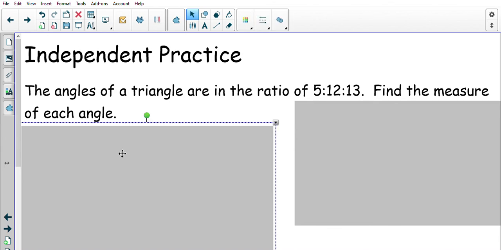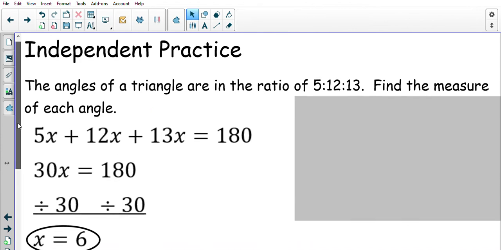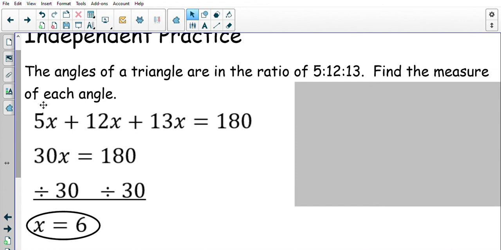All right, how do we do with this one? Most students find this pretty easy once they see a few examples, but they do have a tendency to forget about it once the quiz and the test come into our sights. So let's take a look at this. We've got 5x plus 12x plus 13x equals 180. That guarantees these angles are in the ratio 5 to 12 to 13, but also that they're going to total 180. 5 plus 12 is 17, 17 plus 13 is 30, so we get 30x equals 180. Divide both sides by 30, we get that x is 6.